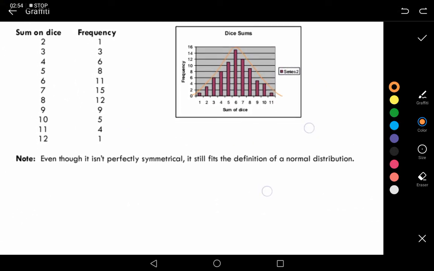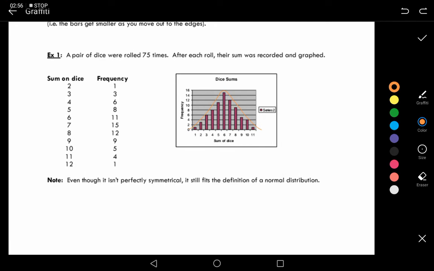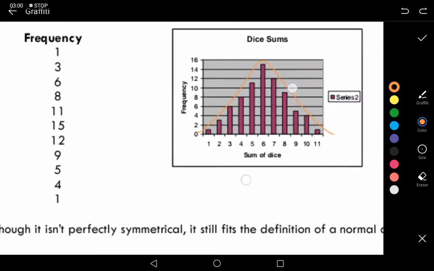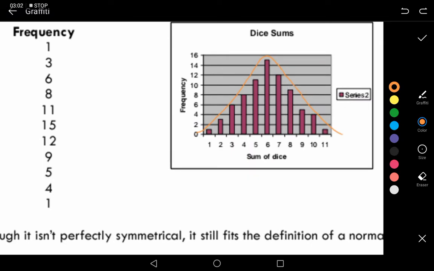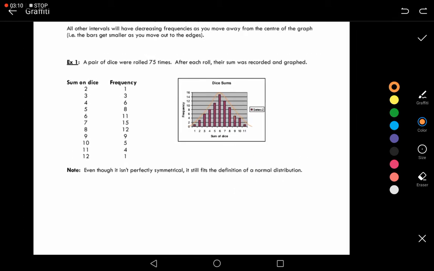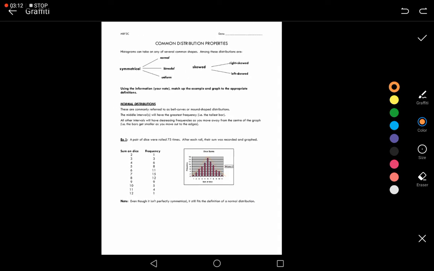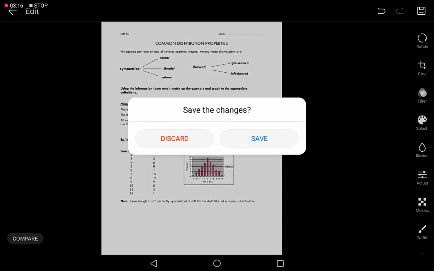Even though this isn't perfectly symmetrical, it still fits the definition of a normal distribution, because we can see it's not perfect. 9 here technically could be a bit higher to make it look a little bit better. Same with 11, but it generally fits that curve. So that is what we would refer to as a normal distribution.